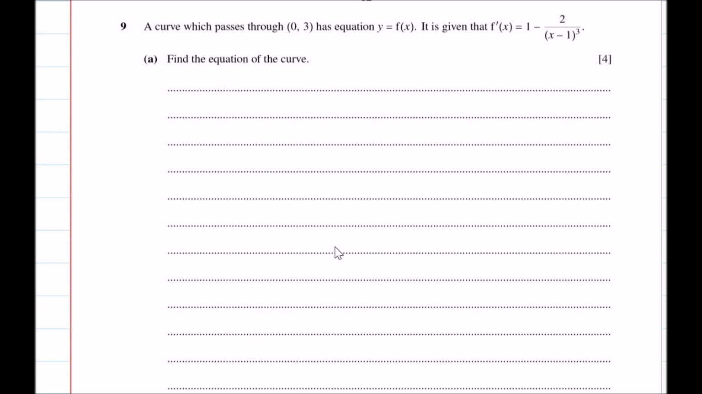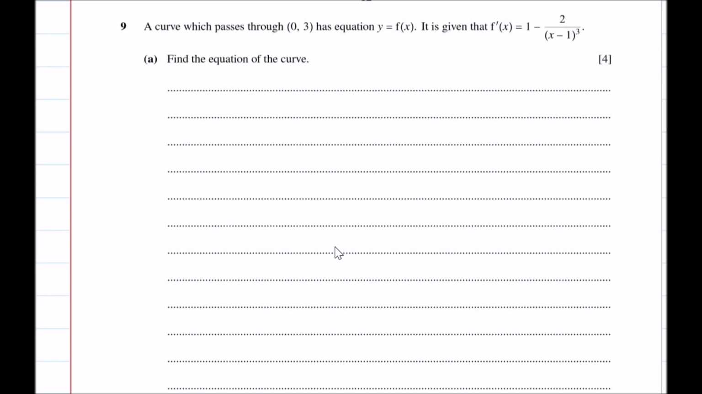Question number 9. A curve which passes through 0, 3 has equation y equal to f(x). It is given that f dash x equal to 1 minus 2 by (x minus 1) raised to the power 3. Find the equation of the curve. So equation of the curve and f dash x given here, that means we need to integrate this, right? And then find the value of c, the constant of integration, and then we substitute in that. That gives us the equation of the curve.